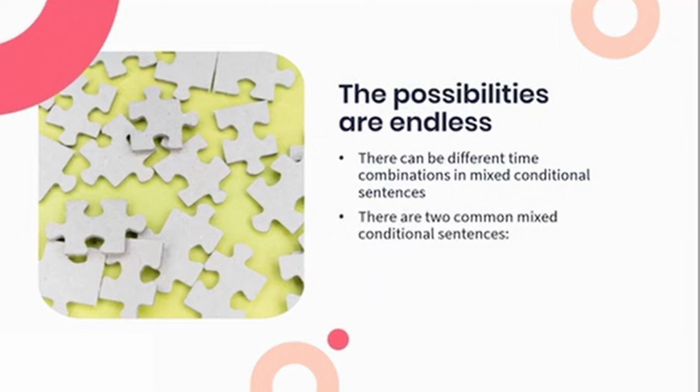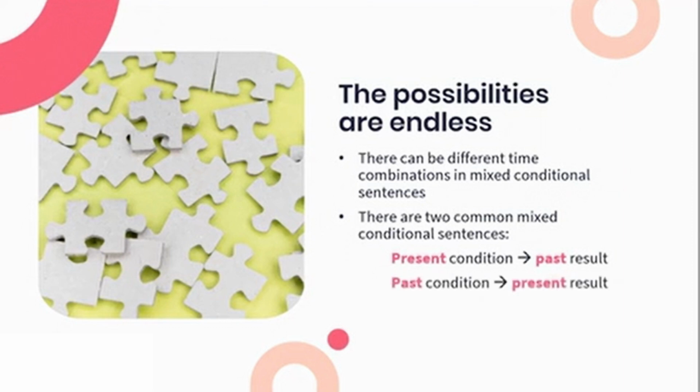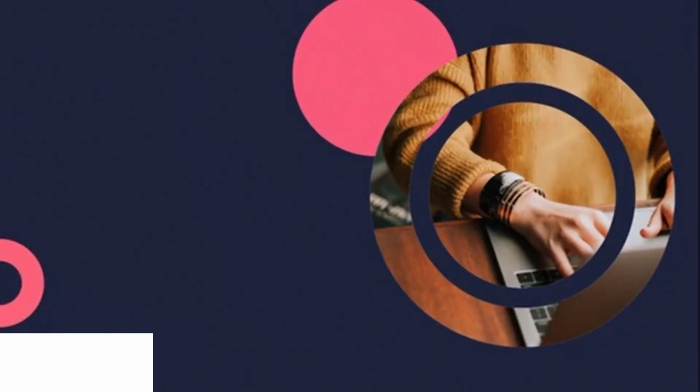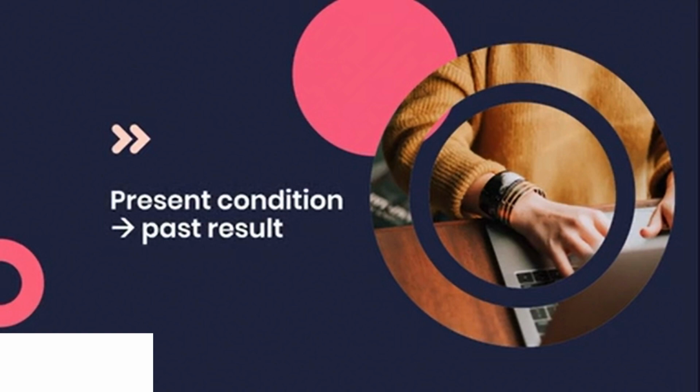There are sentences with a present condition and a past result. And there are sentences with a past condition and a present result. We will now explore these two types of sentences. We'll start by looking at the mixed conditional with a present condition and a past result.